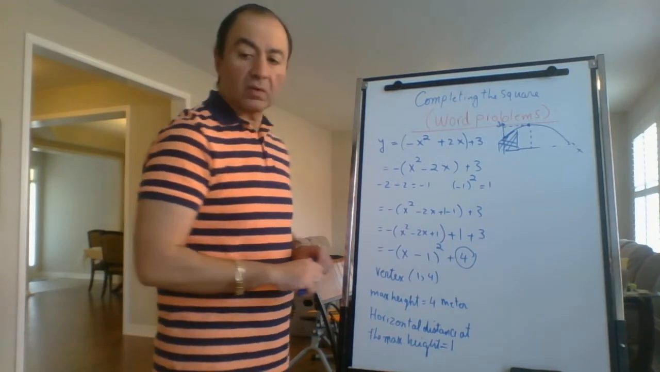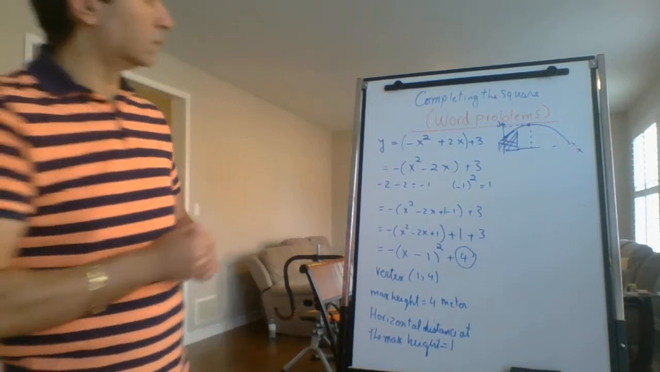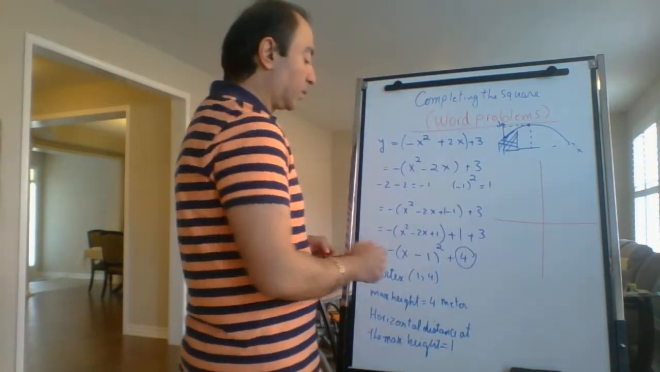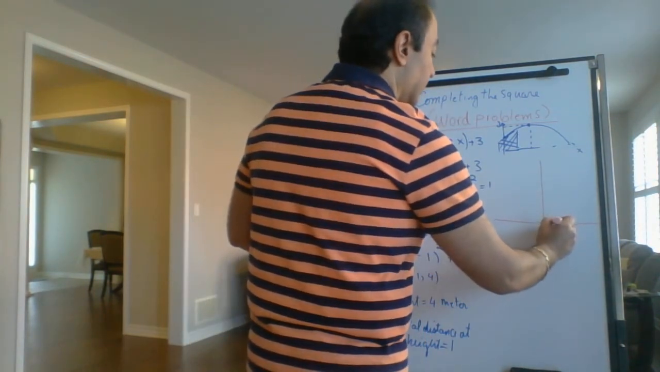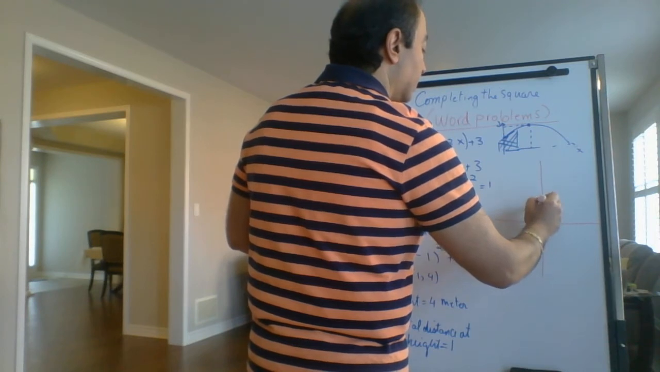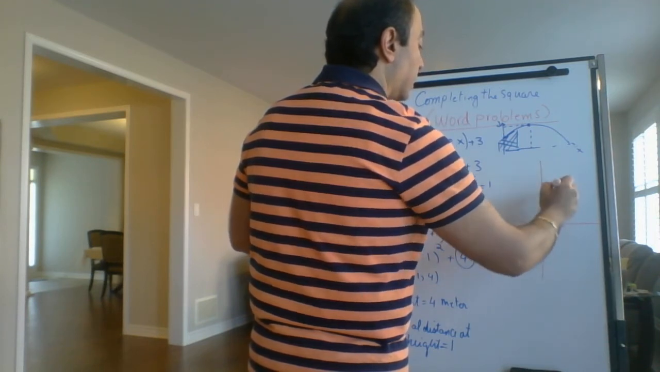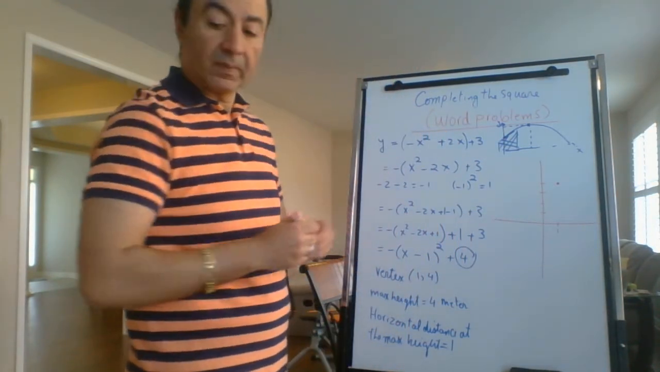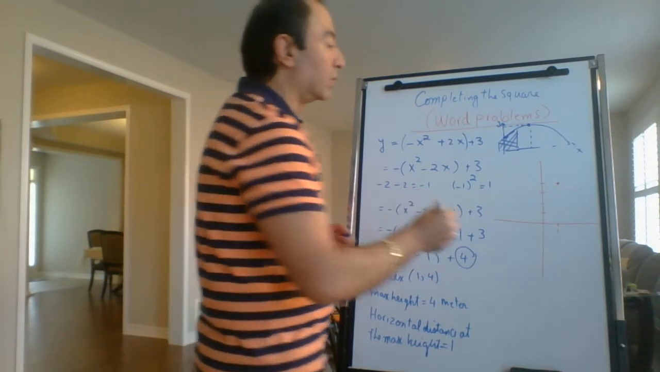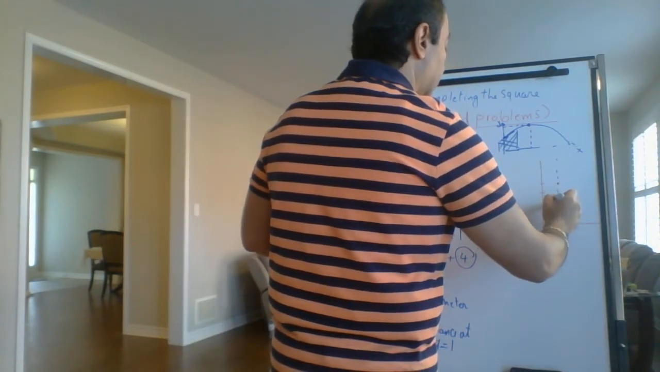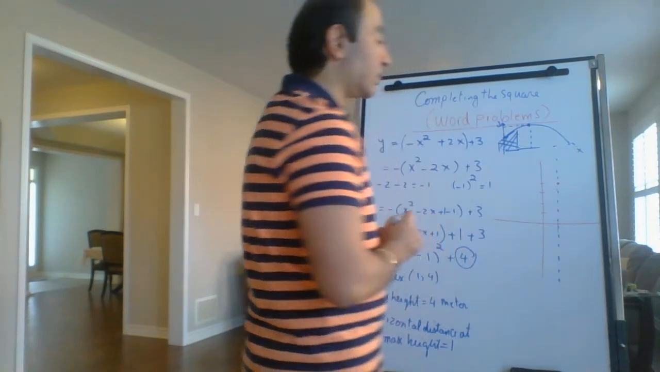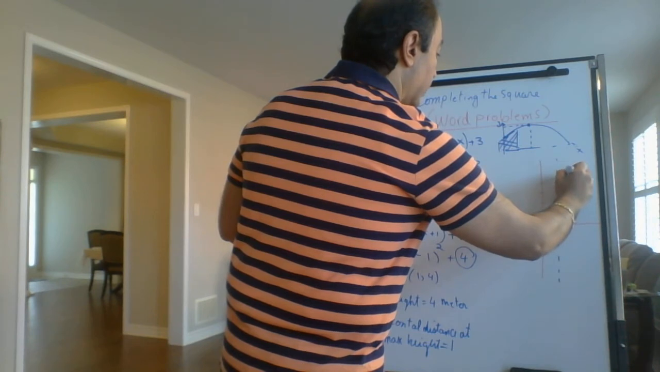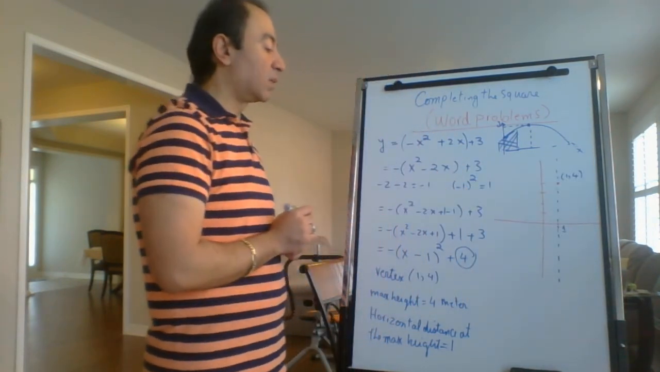To sketch a graph, the first thing, I will plot the vertex. So let's say this is 1, and this is 1, 2, 3, 4. So the vertex is here. And what else do we know? We know that there is an axis of symmetry that passes through this one. So this is 1 and 4, the vertex, the maximum.